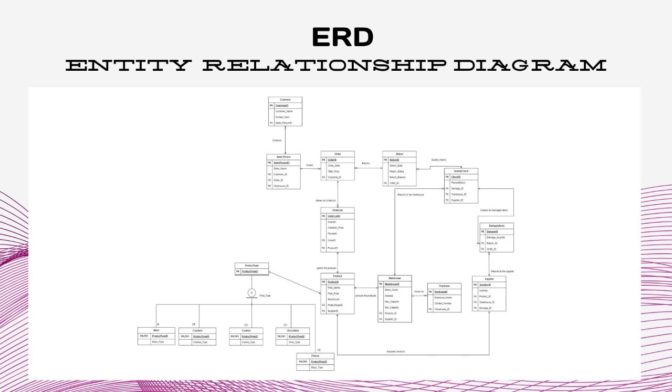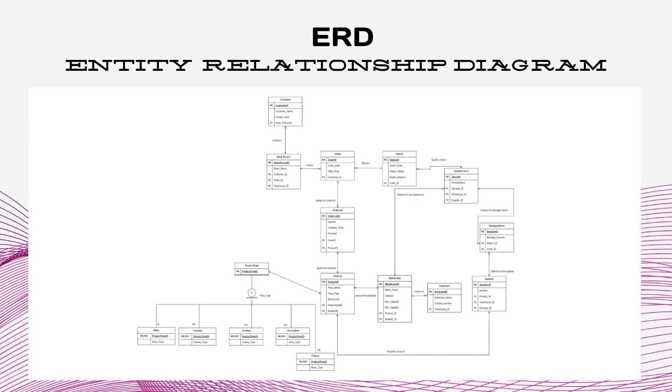For the salesperson table, it contains the salesperson ID, which is the primary key, sales name, customer ID, order ID, and warehouse ID. For the order list table, it contains the order list ID, which is the primary key, quantity, order list price, the payment, the order ID, and the product ID.